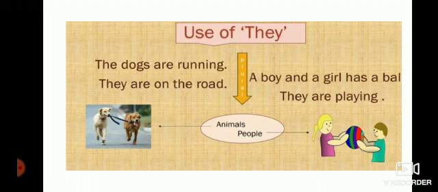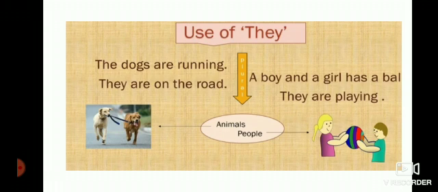Now we are going to see the use of they. They we have to use for plural. He, she, it you have to use for singular. They you have to use for plural. For more than one person or animals or birds or things, we have to use they. For example, the dogs are running. So instead of the dogs, what do we write? They are on the road.